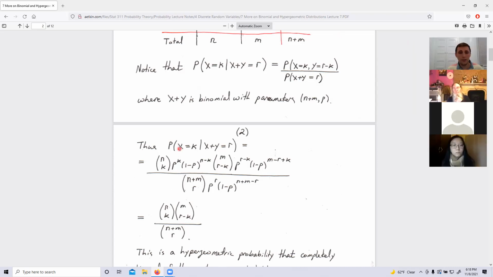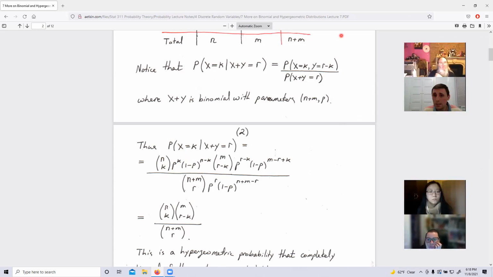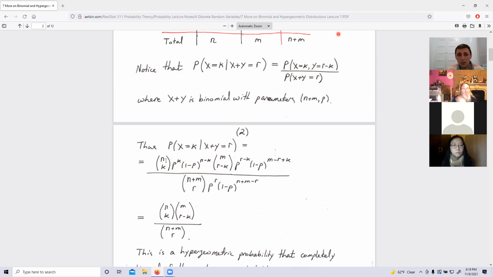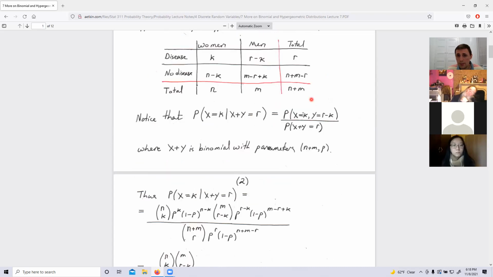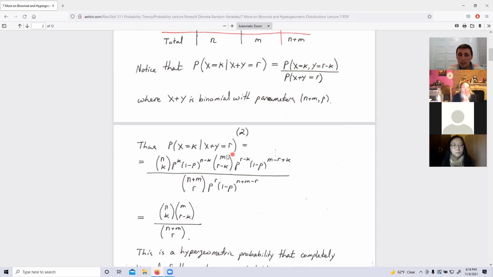So what do you have here? This is the probability that you have this many women sick. Each woman independently becomes sick and each man independently becomes sick. That's the idea here. So n choose k, p to the k, 1 minus p to the n minus k. That's how many women we have, and this is the binomial distribution for them to become sick. Times this, because this means k women became sick and this many men became sick. And we have this same calculation for men.